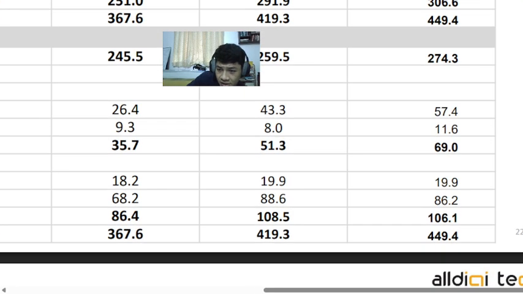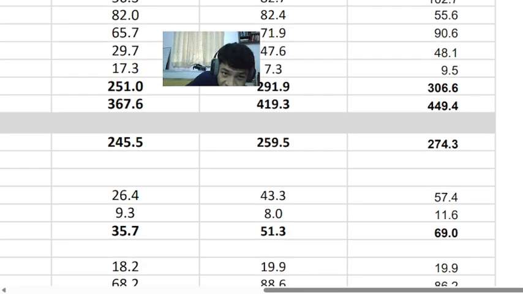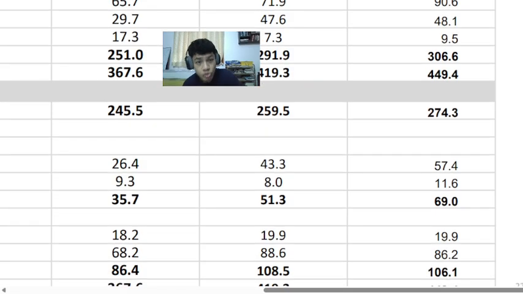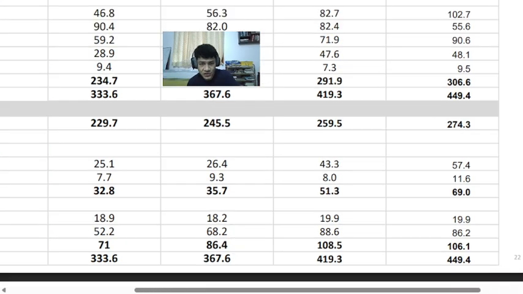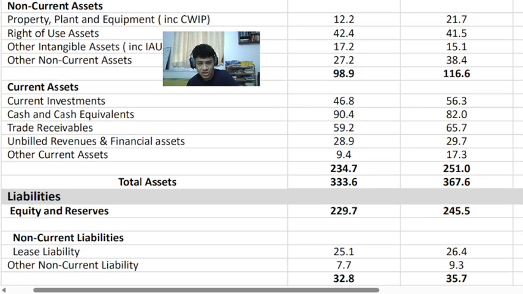106.1 crores in current liabilities they're showing. So 106 crores worth of current liabilities, current assets are 306.6 crores. So current assets seem to be way more than current liabilities. Cash and cash equivalents are around half of total current liabilities. So balance sheet wise, the company seems to be pretty healthy. So this was the balance sheet.